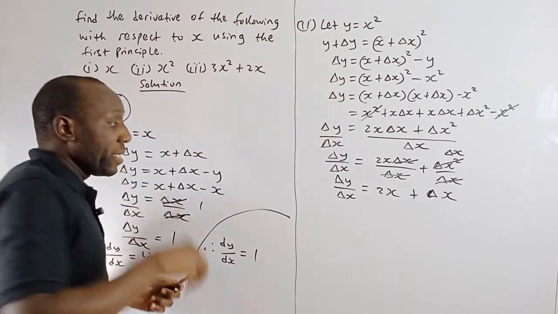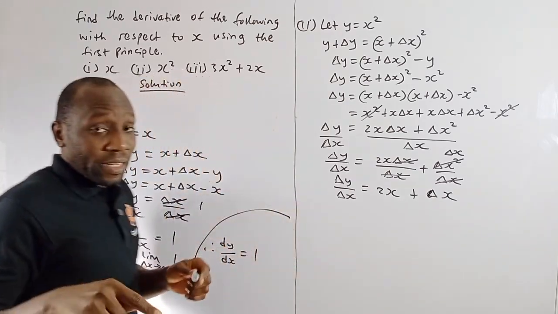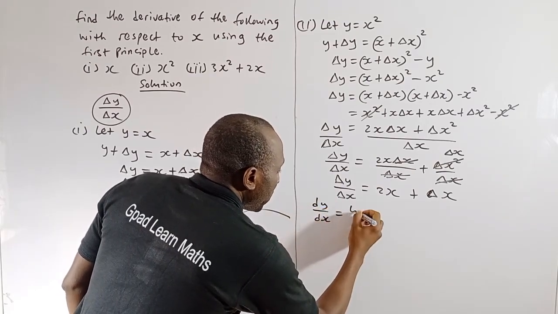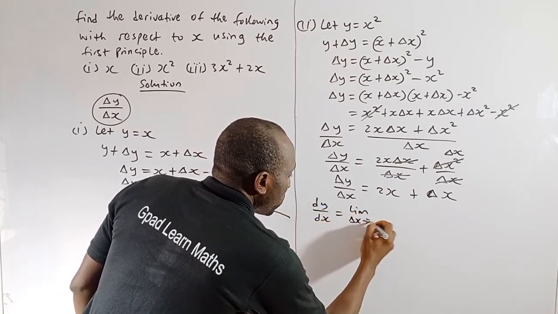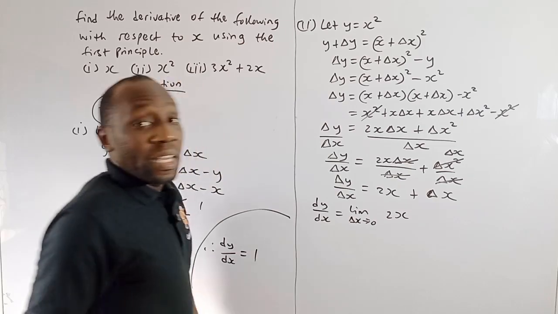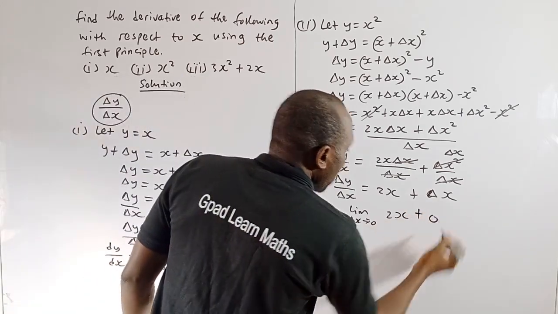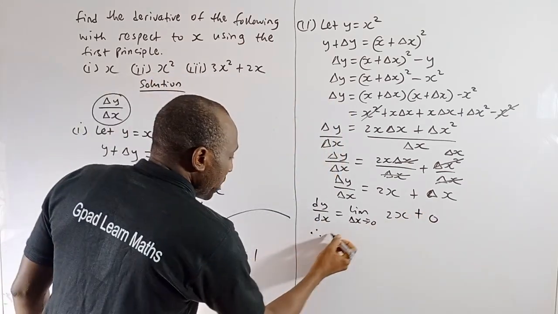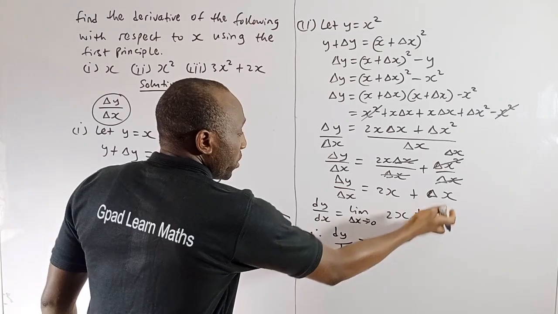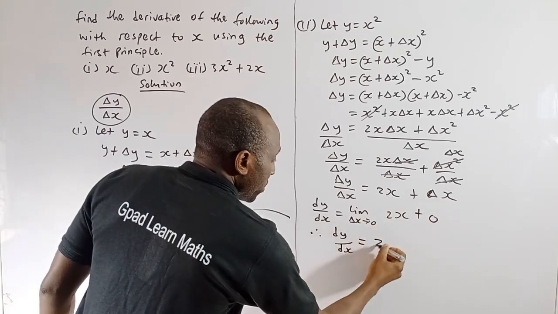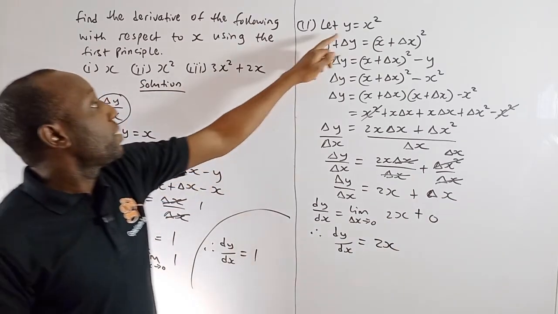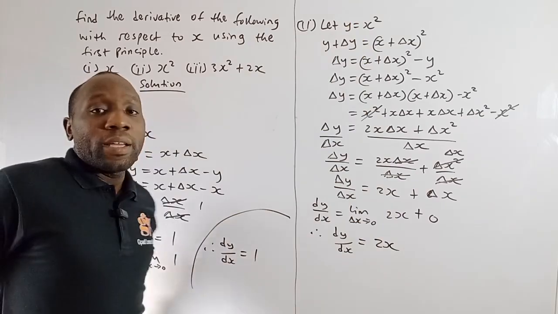Now I want to bring the limit as change in x tends to 0. So I'll write dy dx is now equal to the limit as change in x tends to 0. So you come here and replace change in x with what? 0. So plus 0. Therefore, we can say that dy dx is equal to, we've already replaced it with 0, so we just have 2x. So this is what we get when we differentiate this with respect to x.